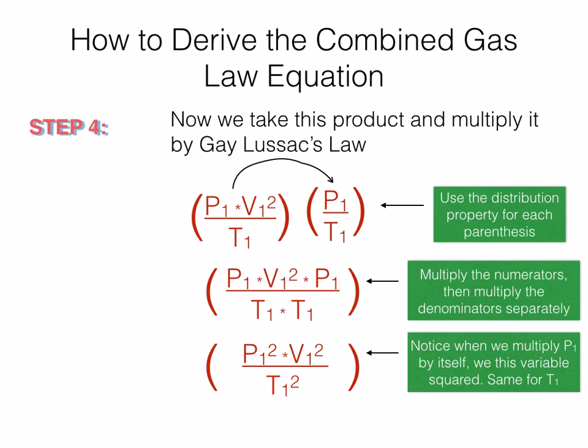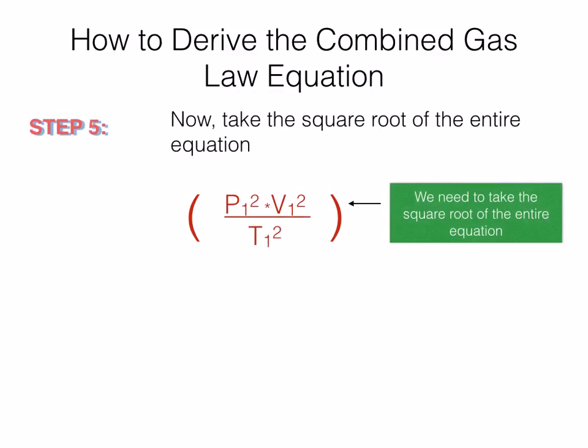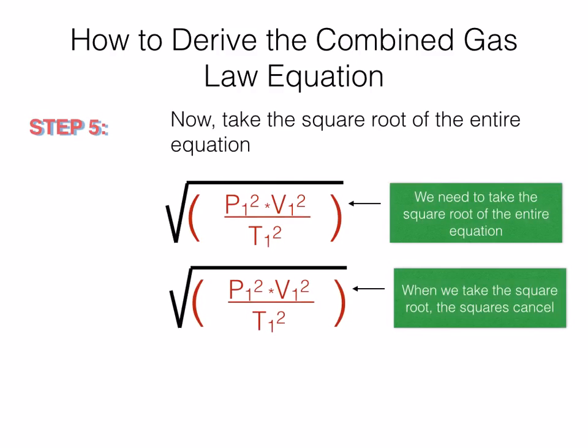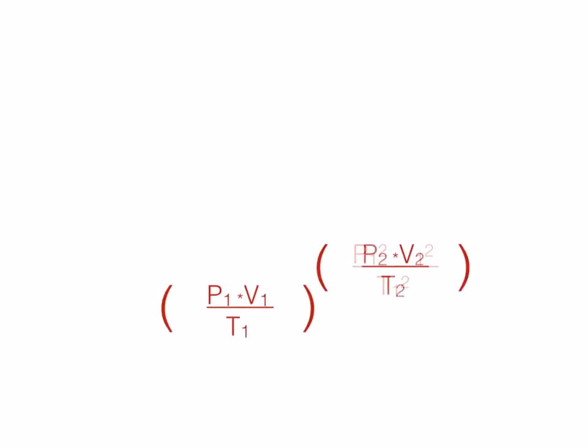And so we want to go ahead and simplify. Same thing that you do in mathematics, we're going to do that here. We're going to simplify this product that we've got here. The way we do that is we take the square root. If we take the square root of this number, that is going to give us a situation where we're canceling not only the square root, but we're also canceling the powers or the squares. And so those cancel as well, leaving us nothing but P1 times V1 divided by T1. Now, this is only half of the full equation. Remember that. We still need to do the same thing to the other side. And when we do, we get the following.